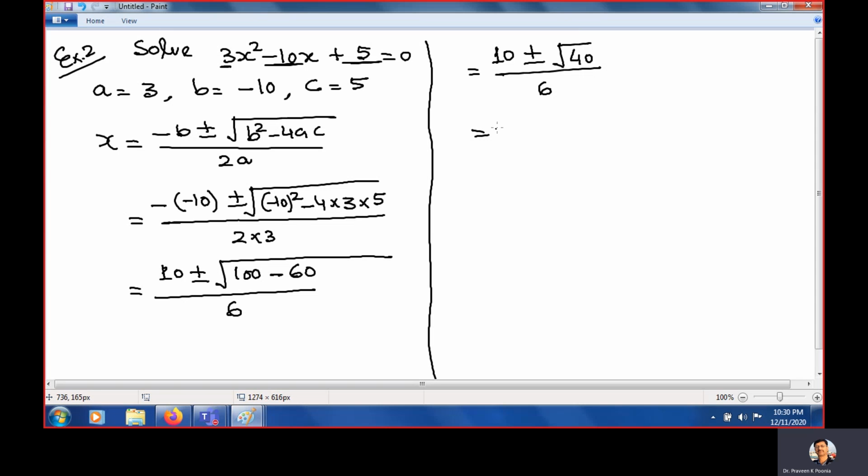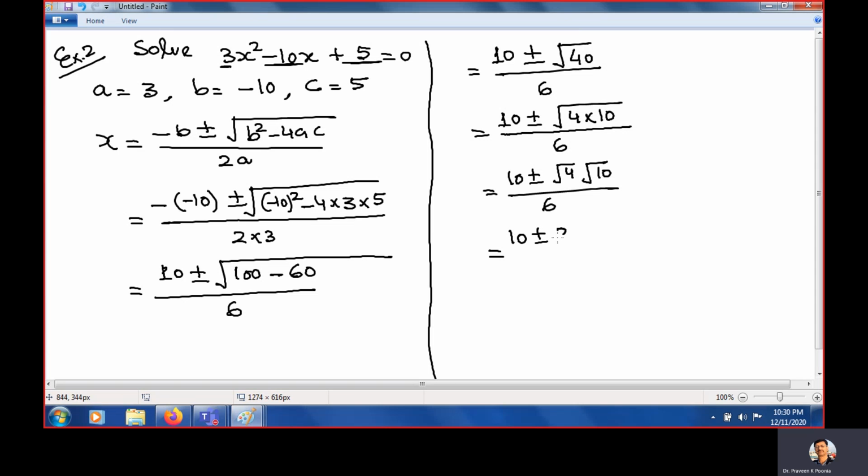Clear? So it will be 10 plus minus 40 can be written as 4 times 10, because the square root of 4 is possible. This we learn in radicals, under the radicals and roots symbol, how to break 40. 4 times 10, and 10 plus minus square root 4 is 2, square root 10 upon 6. Now divide by 2.